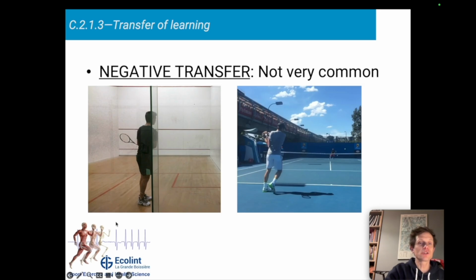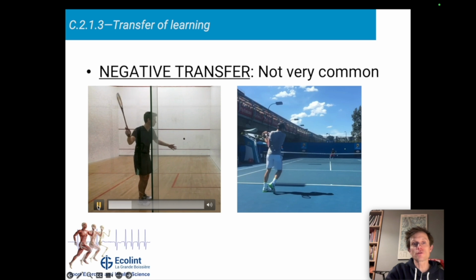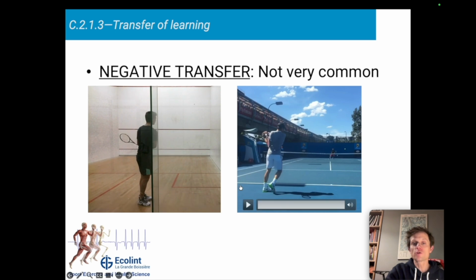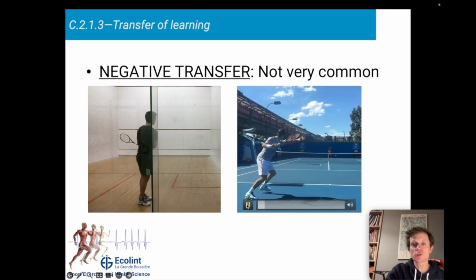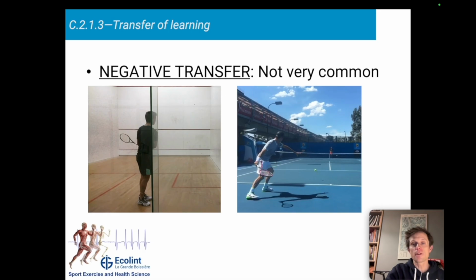If we look at the skills again, we can see clearly in the squash video that there's a large amount of wrist flick and very little movement in the arm. Whereas when we're looking at tennis, yes, there's a wrist flick, but there's much more movement in the forearm and the arm rotating around the shoulder. This is where there's going to be a significant difference in the skill, which might be enough in order to inhibit the acquisition of the new skill.